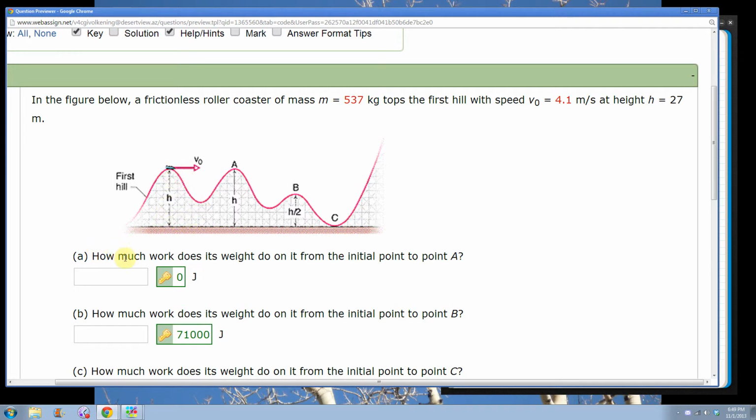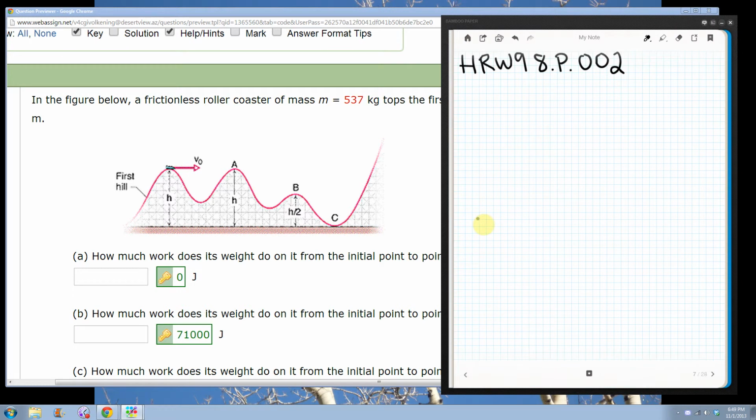So first it wants to know how much work does its weight do on it from the initial point to point A. Well, if it starts here, point A is here, it's true that it goes down, and then the weight would be doing positive work, but then it goes up. So the weight would be doing negative work. In fact, in the end, the work done is zero because it's at the same height.